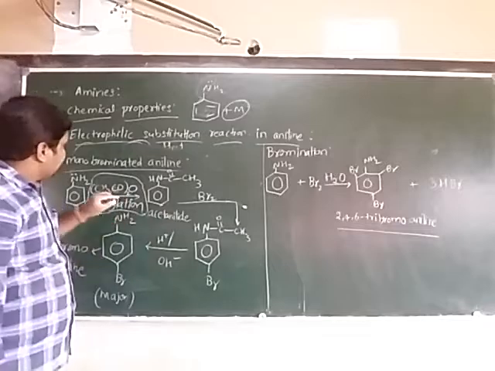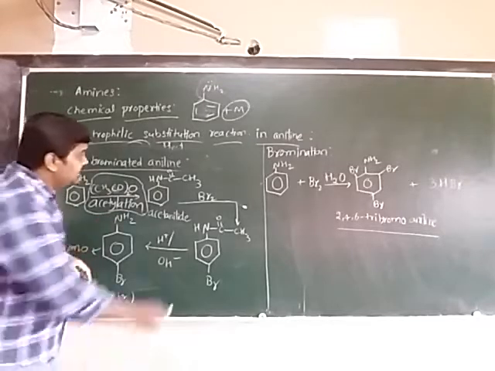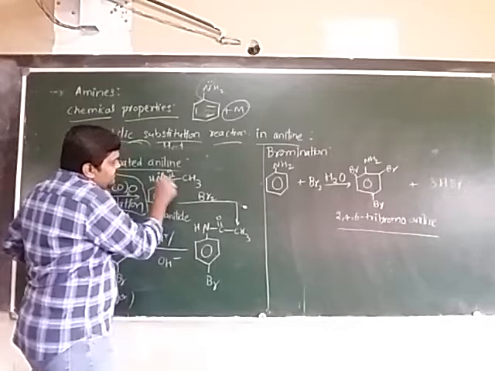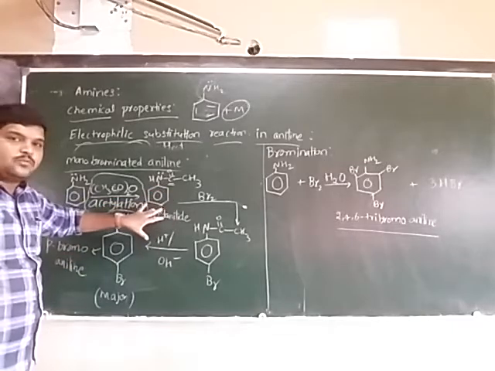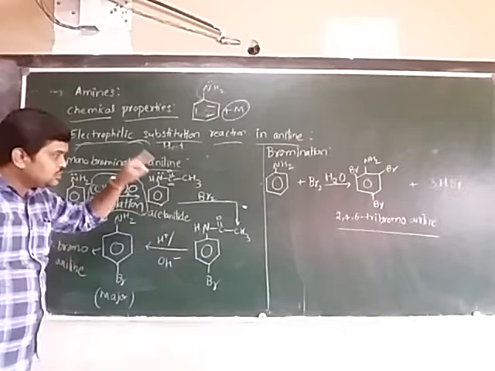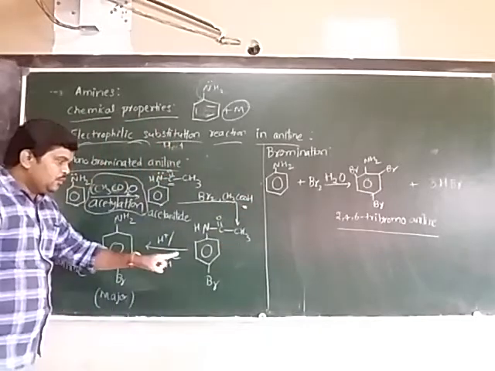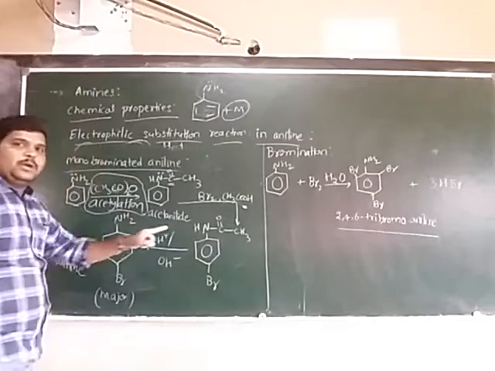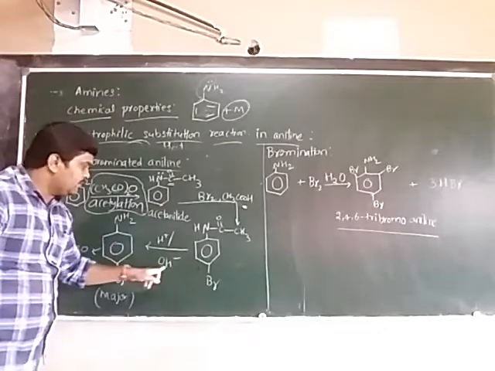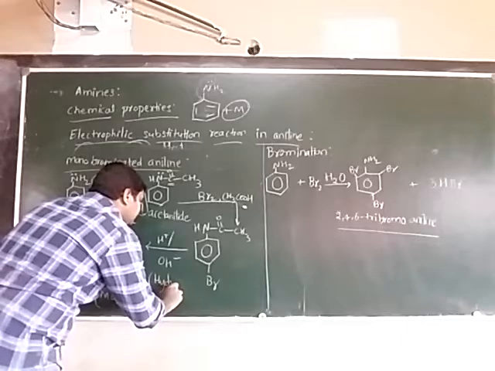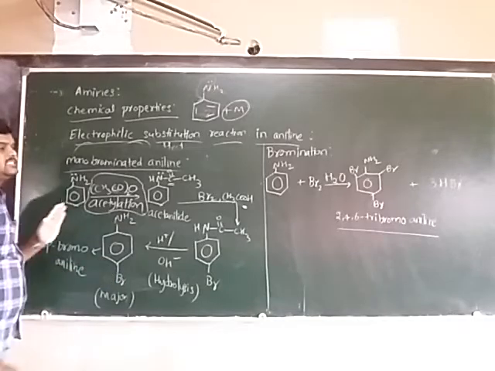What happened here? Actually in aniline the pair of electrons moves towards the benzene ring, but here the pair of electrons moves towards the C=O group. So finally the electron density somewhat decreases on the benzene ring. Now if you do the bromination in the presence of acetic acid, we will get para-bromoacetanilide. This para-bromoacetanilide, followed by hydrolysis, gives para-bromoaniline as a major product.